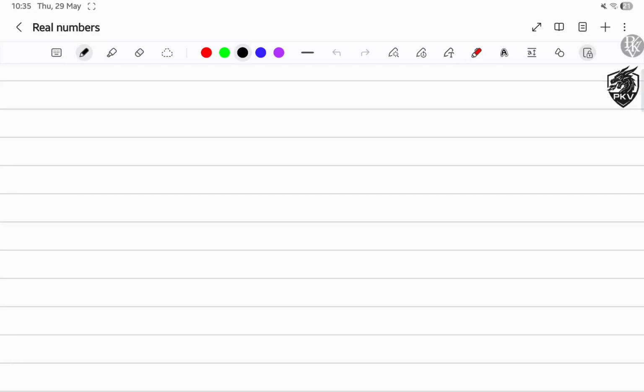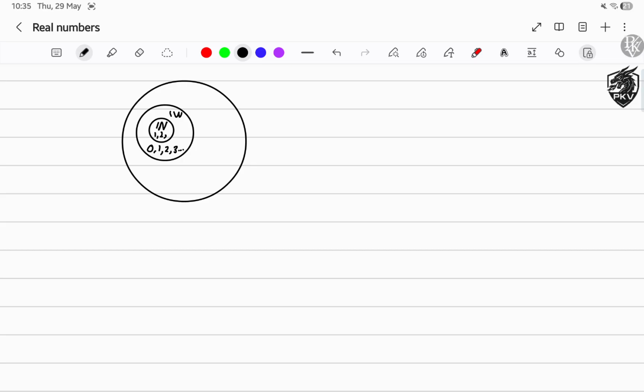So till now we have studied about natural numbers that go 1, 2, 3 and so on. We have studied about whole numbers, which is 0, 1, 2, 3 and so on. Then by 7th standard we studied integers, from negative infinity to -2, -1, 0, 1, 2 and so on up to infinity.